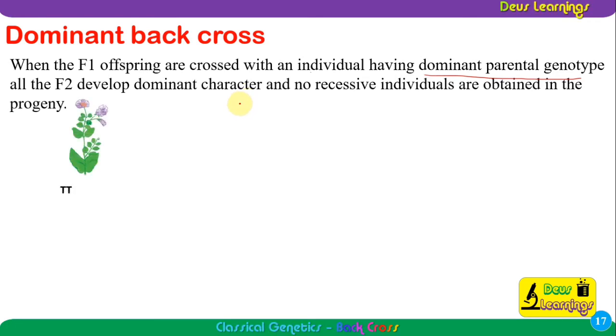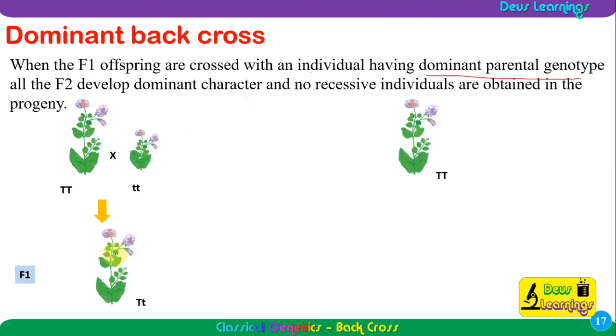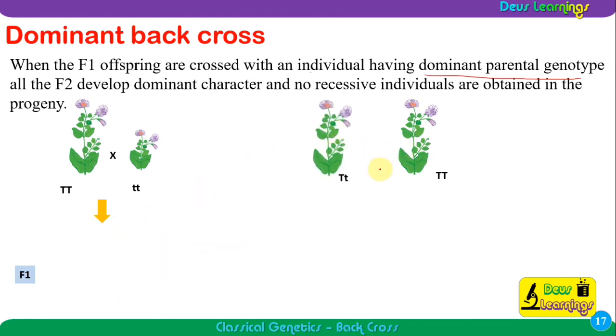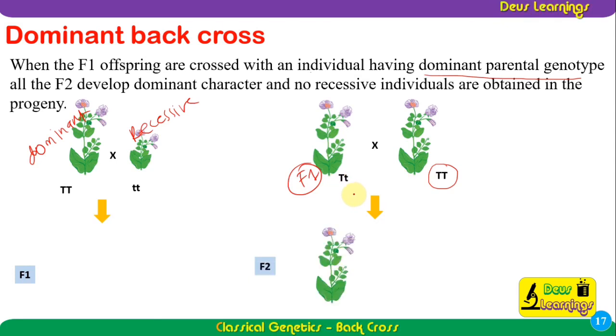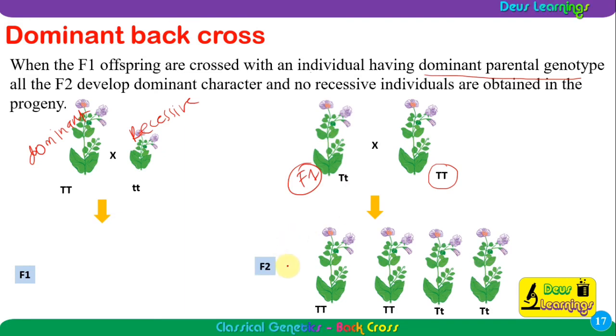So let's check, does it happen? We get the F1 generation, and this F1 individual is crossed with the dominant parental phenotype. This is the dominant parent, and this is the recessive parent. If this F1 individual is crossed with the dominant parent, what genotypes do you get? Just think about that. Capital T capital T again, then capital T small t, and capital T small t. So the F2 generation will be all tall.